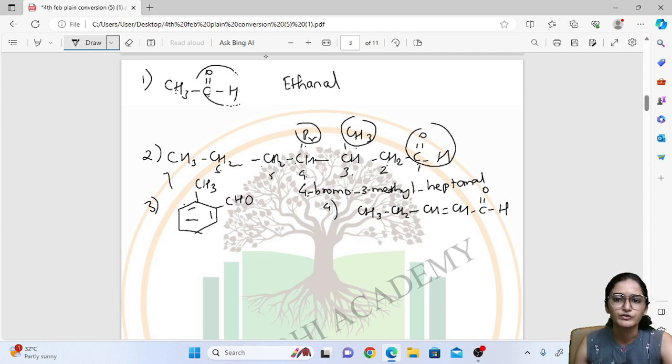Okay, so here what you have to remember: first you have to count the number of carbons, then give numbers to all the carbons, and you have to start from either left or right according to the priority group, and then you have to see the substituents and arrange them accordingly.